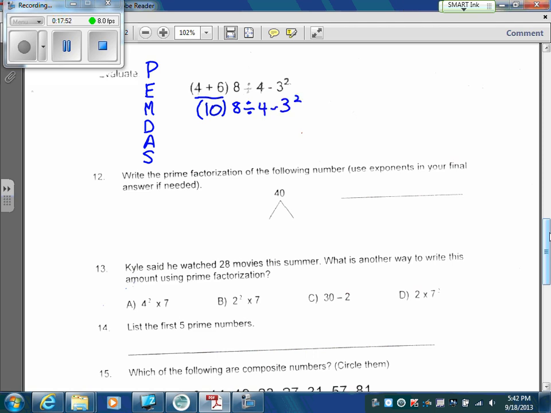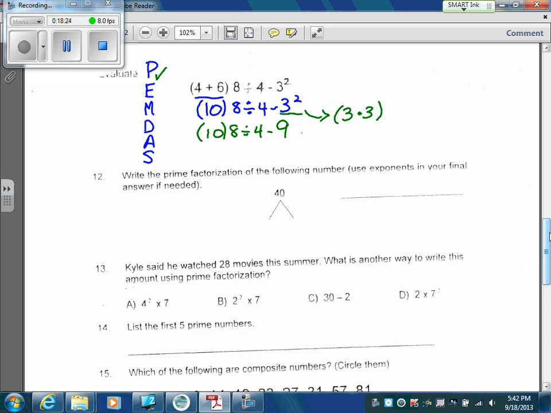I scan again from left to right, parentheses. I have one, but there's nothing inside of it. So I'm done with parentheses. Then I scan and look for exponents. I see an exponent, I underline it. Remember that this just simply means I see a 3. The exponent says it repeats 2 times. I see it twice. So 3 times 3 is 9. Now bring down everything else that I have not used.